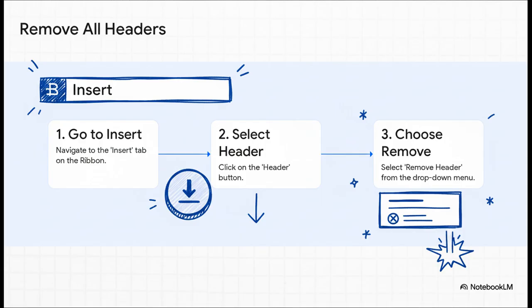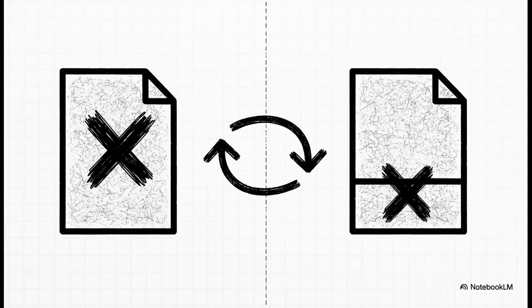First, just head up to the Insert tab on the ribbon. From there, click the Header button. See that drop-down menu? Go all the way to the bottom and you'll find Remove Header. One click, and poof, it's gone from every single page. And you know what's great? Word was really smart about this. Removing a footer works the exact same way. You just go back to that same Insert tab, but this time you click Footer and then Remove Footer. Simple, logical, and it just works.